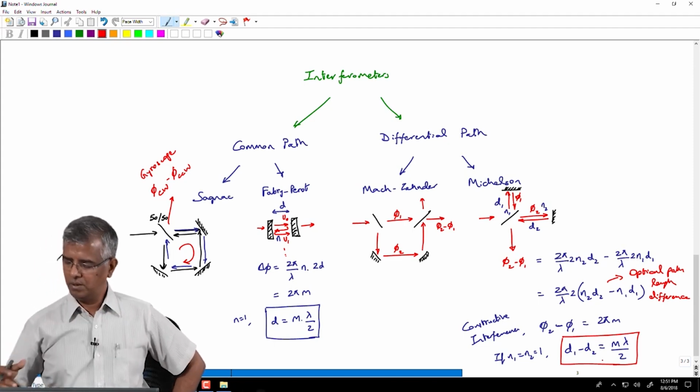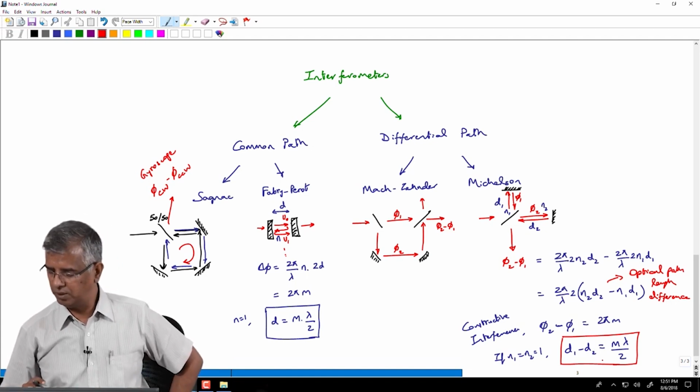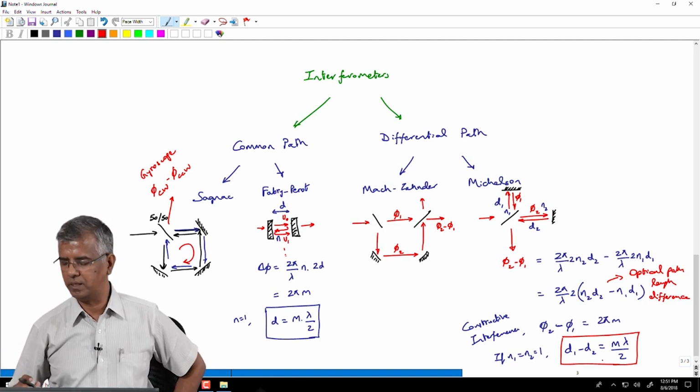And this is fairly simple to construct and observe. So, we will do this as a hands-on experiment later in the week.